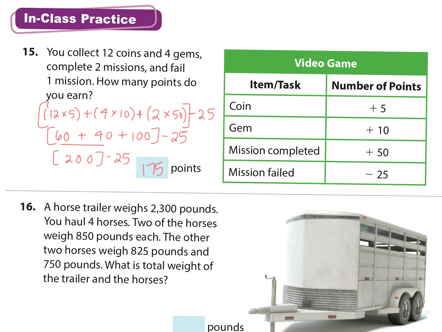Okay, I want you in your table to practice number 16 together. I'm going to read it to you, and then I'm going to have you start working on that. It says a horse trailer weighs 2,300 pounds. You haul 4 horses. 2 of those horses weigh 850 pounds each. The other 2 horses weigh 825 pounds and 750 pounds. What is the total weight of the trailer and the horses? So with your table, see if you can set up an expression and then figure out what the answer would be.